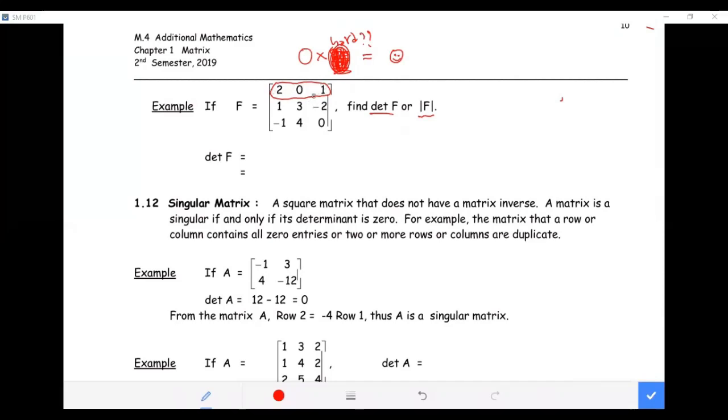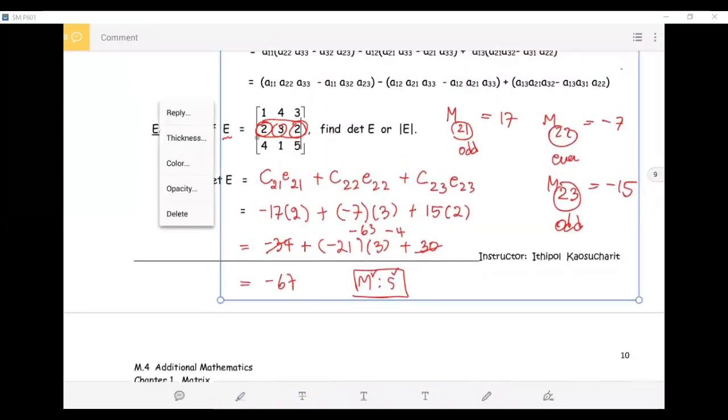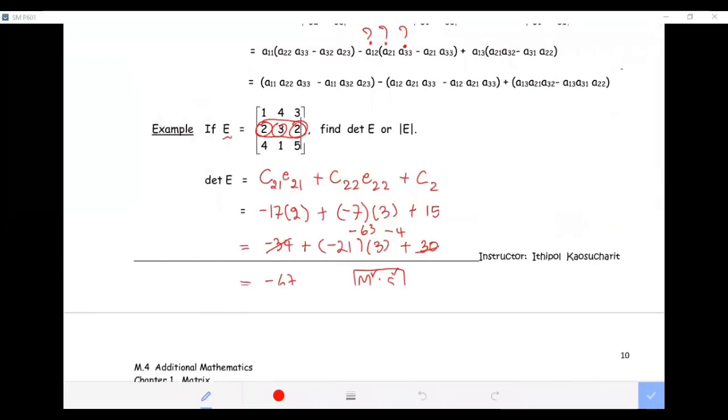So choose the row or choose the column that has a 0. Or you can choose this one too. I choose this one. Maybe you want to try to choose this column. Okay, I know. I did the row for you, right? I chose the row for you already. So you know how to work with the row.